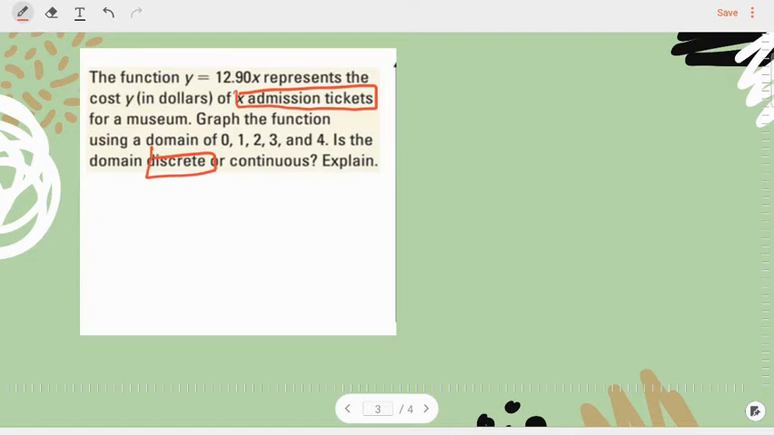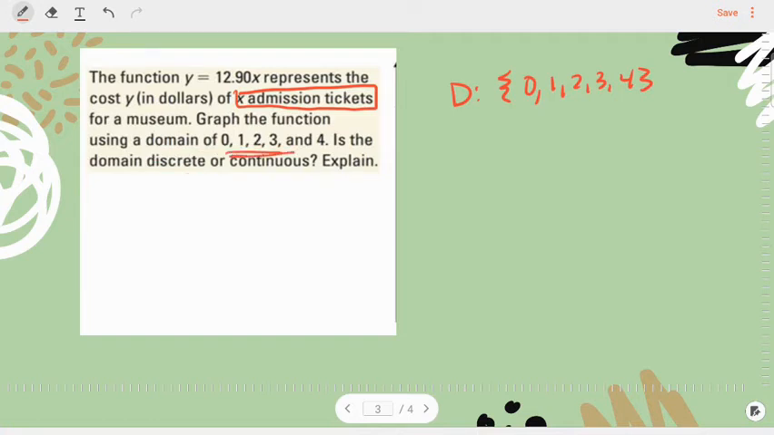So if I want to list the domain, okay, it's telling me what domain I want to use. Because this is not continuous, I don't want to do the inequality notation. I don't want all the values in between. I'm just going to list the numbers. So I can buy 0 tickets, 1 ticket, 2 tickets, 3 tickets, or 4 tickets based on this right here.